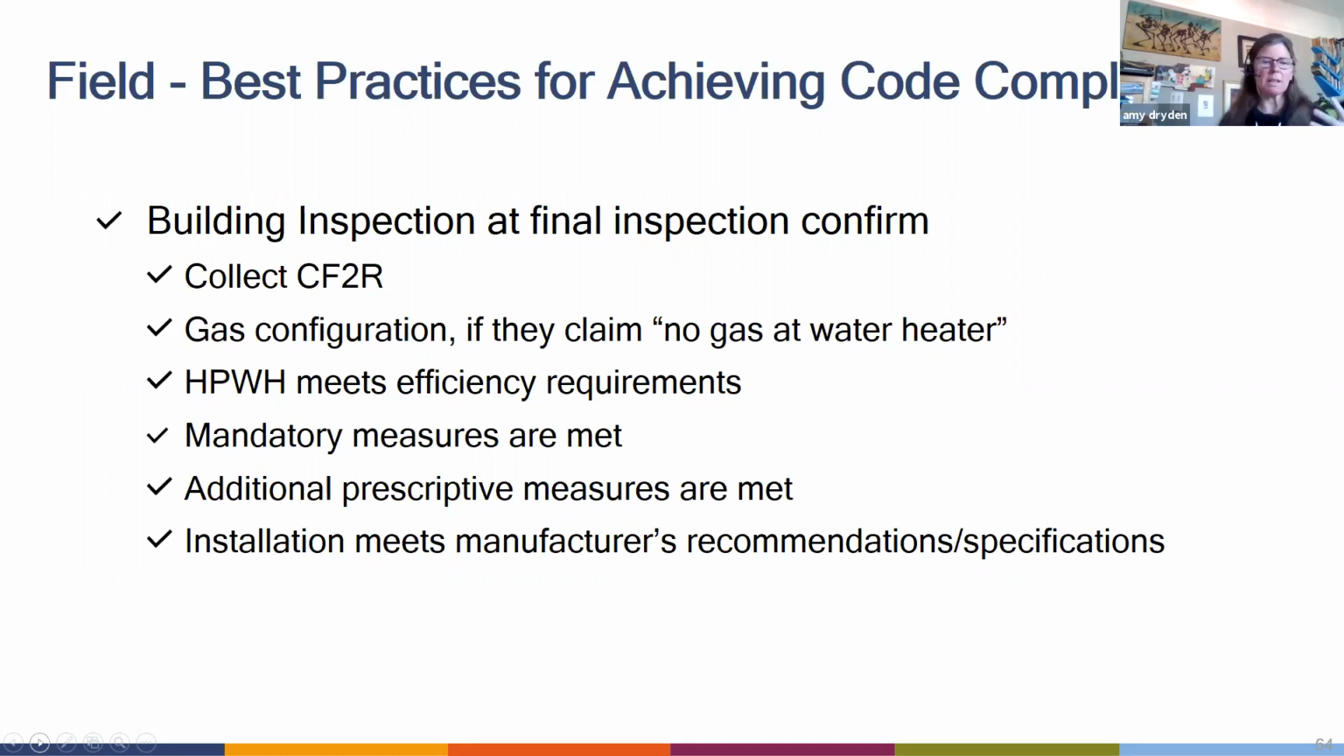Which is not something we typically do, and you can't look at it, you're going to have to look at the nameplate. And then in addition, you can make sure that the mandatory measures are met, right? Pipe insulation, additional prescriptive measures, depending on what they chose. You don't have to ensure that it meets all the manufacturer's recommendations, but it's definitely something the installer should be looking at, particularly as it comes to recirc or location or venting or things of that nature.